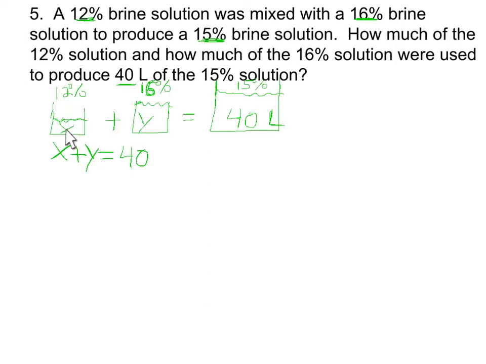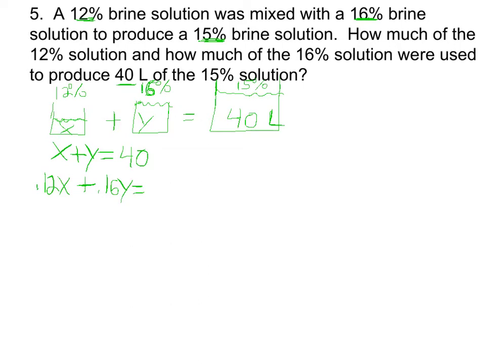Now, instead of just using 12, 12% as a decimal is 0.12. So I'm going to have 0.12x. And then we have plus, and then we have 16% of y. Well, that's 0.16 times y. So I'm going to have 0.16y.